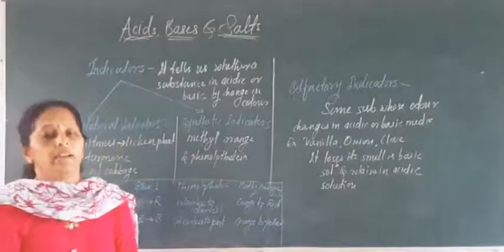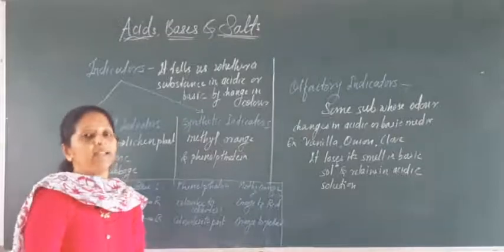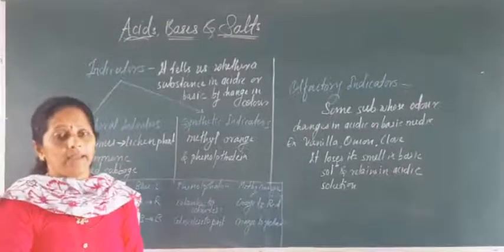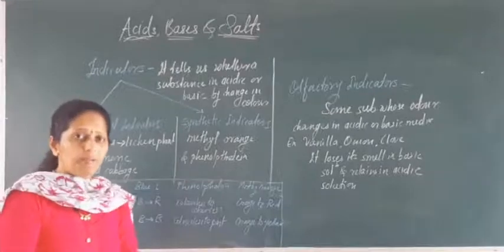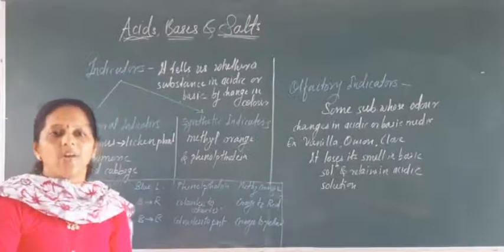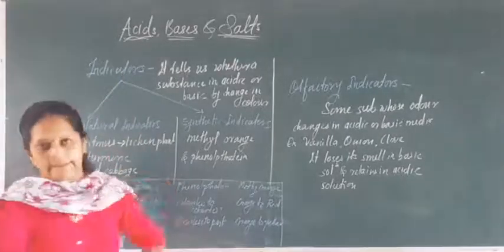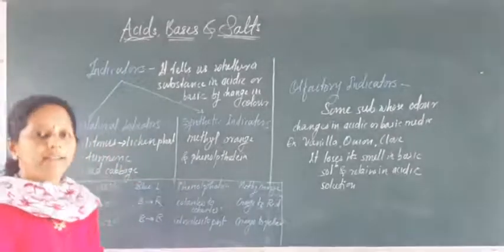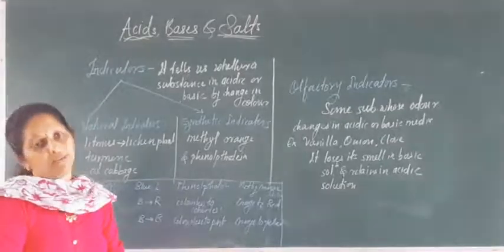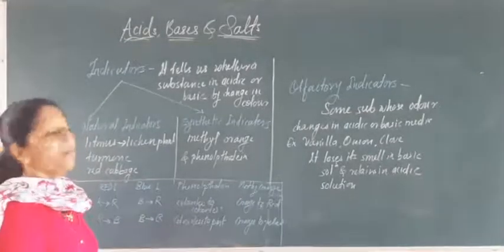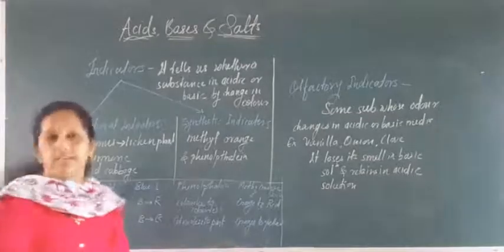Now about the indicators. What are indicators? How are we going to identify whether a substance, a compound, is an acid or a base? For that purpose we are using indicators. What is meant by indicators and how are they obtained? About that we are going to see here.